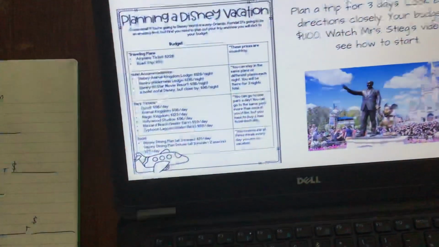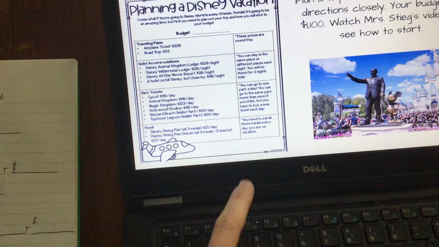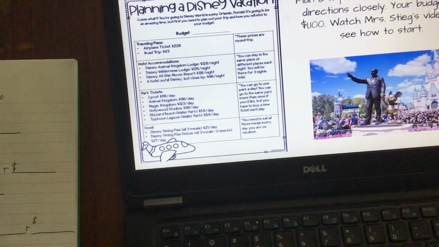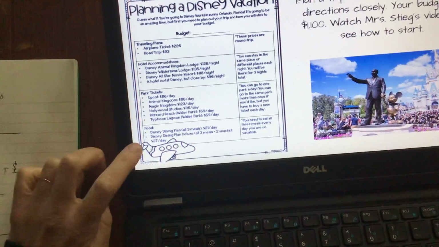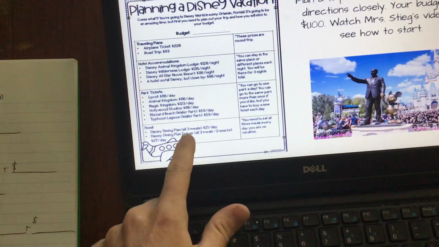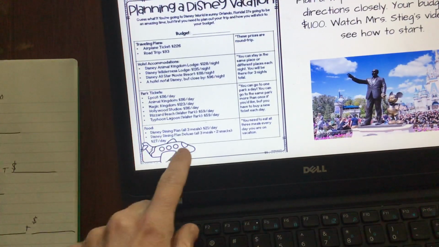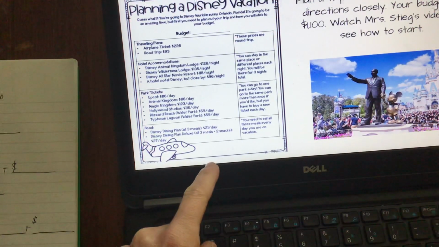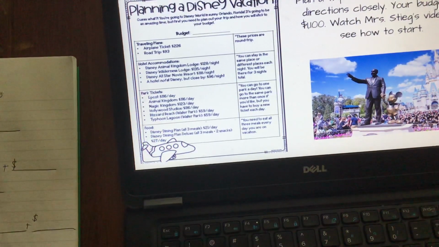All right. And then the last one, food. Yum. You need to eat all 3 meals every day you are on vacation because you're going to be walking a lot and spending a lot of energy. You need your nourishment. All right. So food, you could do Disney dining plan, which is all 3 meals is $21 a day. Or you could do the Disney Dining Plan Deluxe, all 3 meals plus 2 snacks for $27 a day.